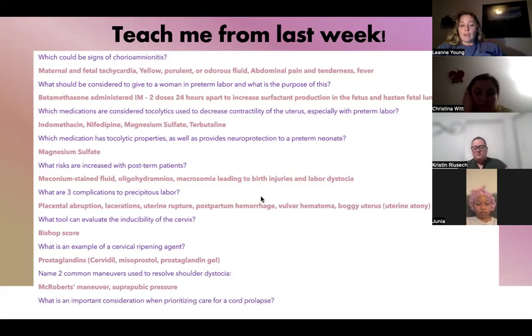What's an important consideration when prioritizing care for a cord prolapse? What is our number one priority in a cord prolapse?